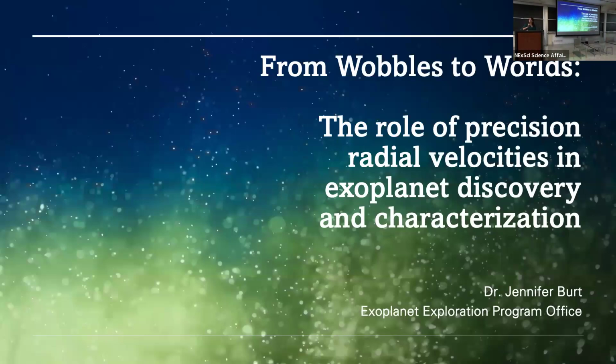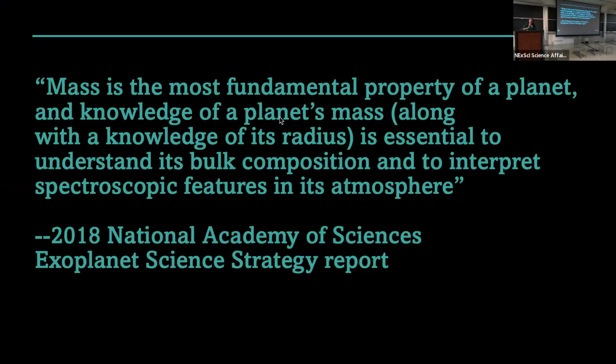It is my absolute pleasure to be here today to talk to you a little bit about radial velocity detections of exoplanets. I'm going to start with a quote that I think probably every RV scientist in the US has used in a funding proposal at some point in their careers by now. It's from the 2018 National Academies of Science report, which highlights that mass is the most fundamental property of a planet, and knowledge of a planet's mass, along with something about the radius, is essential to understand its bulk composition and to understand spectroscopic features in its atmosphere.